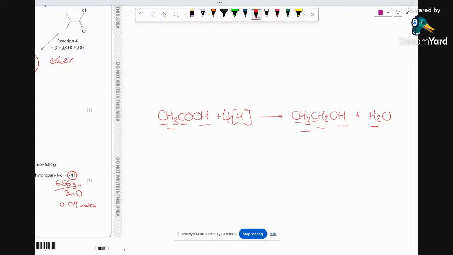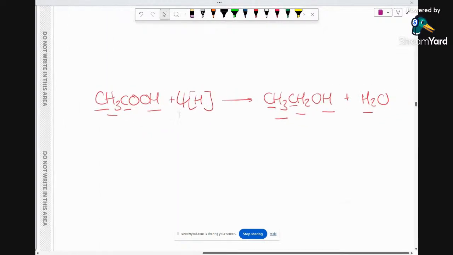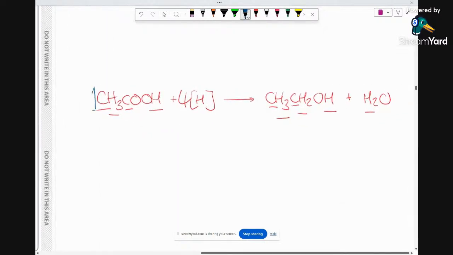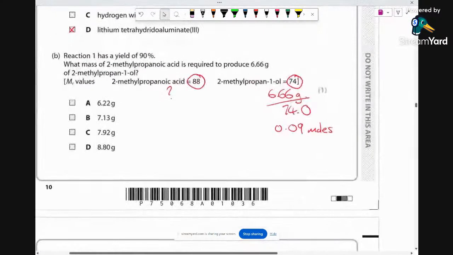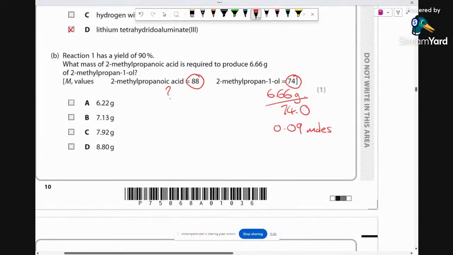But what you realize is, people are like, why are you talking about this? Because the ratio between the oic and the ol is 1-to-1. I don't want to rush this. I want to explain my thought process and how I know these things, but it's just useful. So this is a 1-to-1 ratio. So I would have needed 0.09 moles of that, assuming a 100% yield.